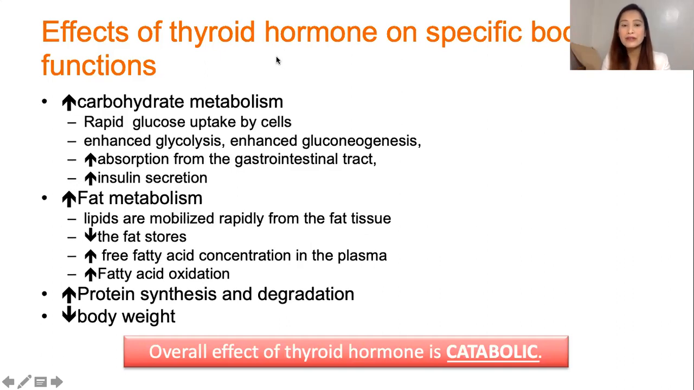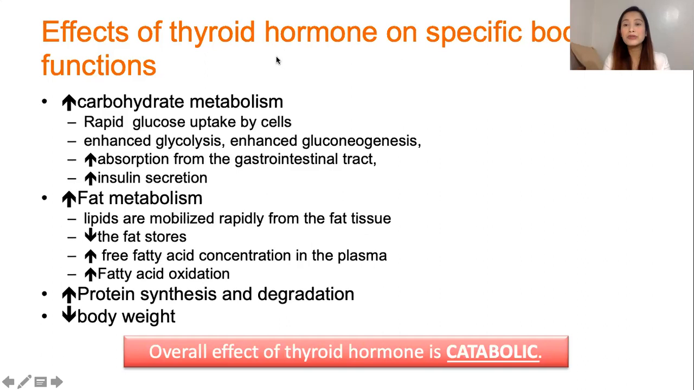So in terms of fat metabolism, lipids are mobilized rapidly from fat tissue. That's why patients with hyperthyroidism present usually with very, very thin bodies, and this results in decrease in fat stores. And because there's increased lipolysis, there's increased free fatty acid concentration in the plasma and increased rates of fatty acid oxidation.